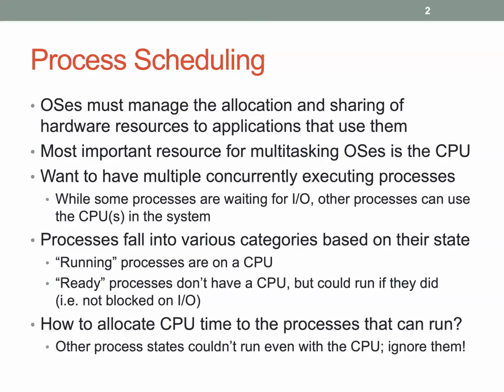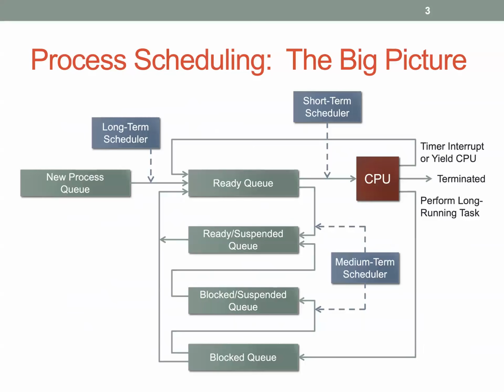So the whole question of process scheduling is about how we allocate CPU time to processes that can run. We want to make sure that when processes can run and we decide the CPU is now going to be available for some other process, that we pick the correct one to execute at that point.